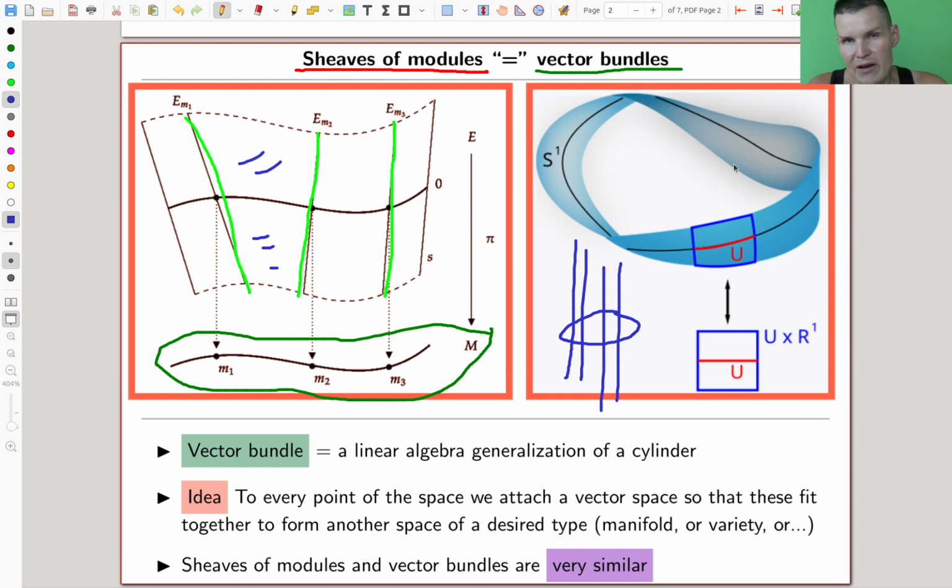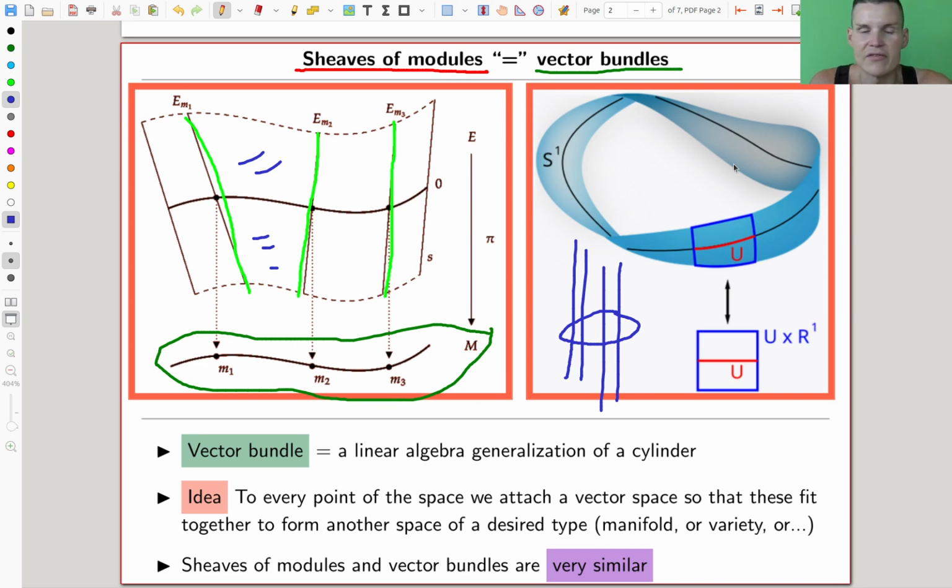Maybe we're algebraic geometers and we like varieties. Maybe something else, right? And that's the whole idea of this: to associate a vector space, linear algebra, in a way such that you get a new object consisting of vector spaces. Now, essentially, the points are now vector spaces that form the same type of space, variety, manifold, whatever it is. And sheaves of modules and vector bundles are essentially the same.